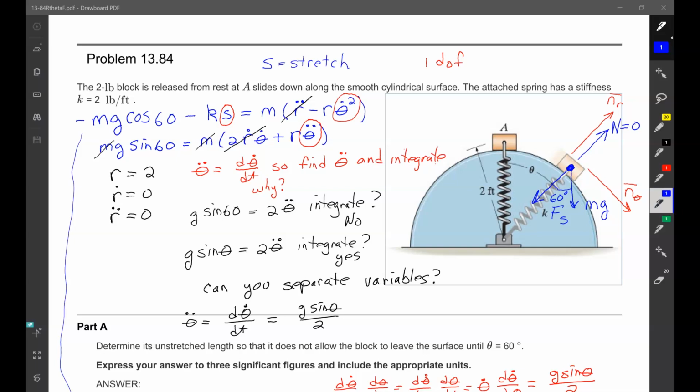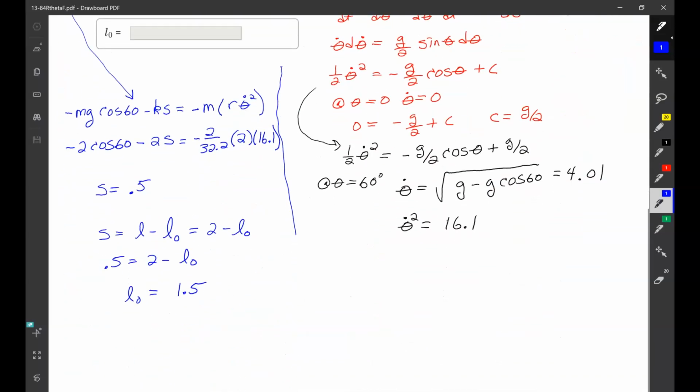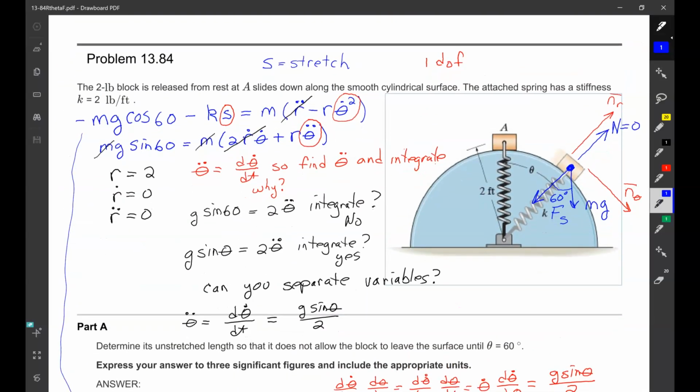Okay, for this problem, we need to determine if we need a free body diagram or not. If you look at what they're asking for, they're looking for a length, which is a position of something. There's no part B. Okay, so it's not a dead giveaway. They're not asking for a force.